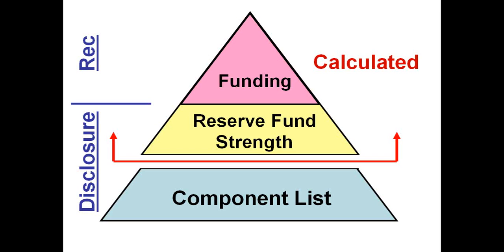It discloses the current status of the physical assets of the association, and the percent funded. The report of reserve fund strength is a disclosure of how well past boards have done in providing enough cash for the needs of the association. The funding plan is the recommendation, and that's our recommendation for action.